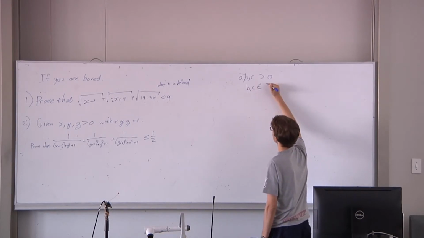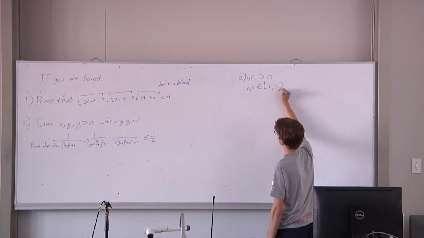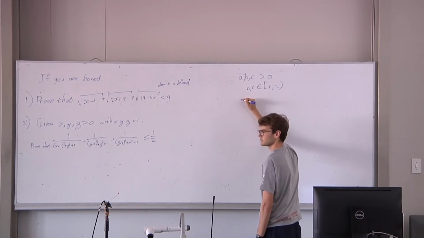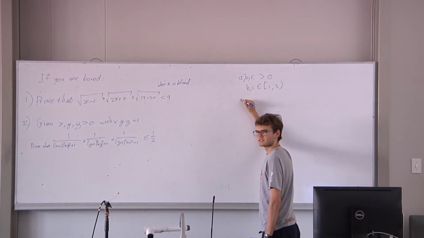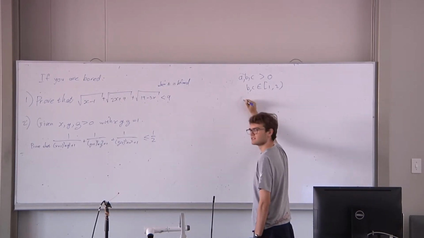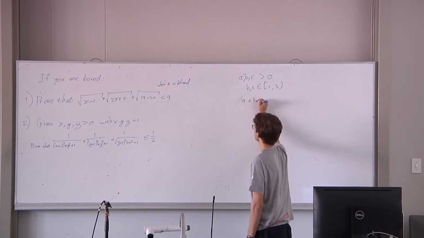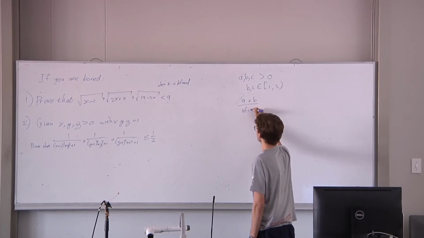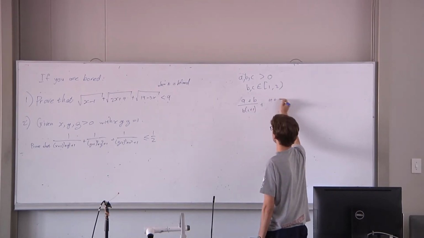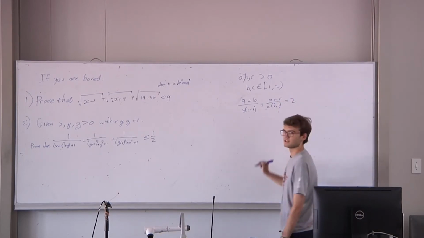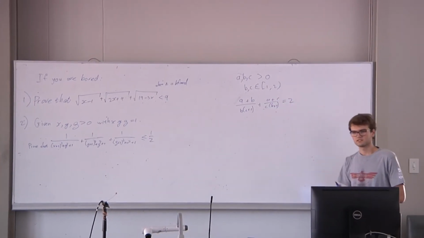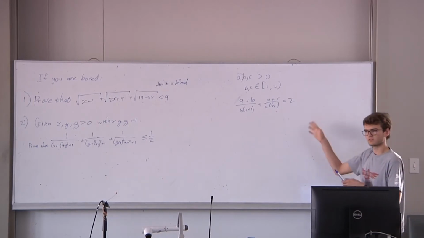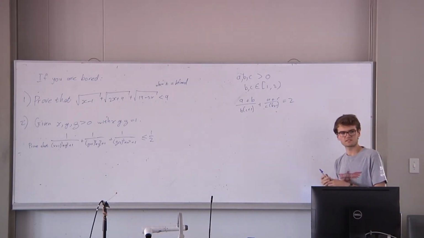bc in 1, 2 with, what's it? A over b plus 1, b over c plus 1, and c over a plus 1 equals 2. And you prove that you can make a triangle from those with lengths of those sides.